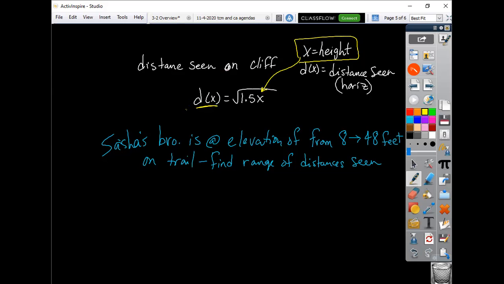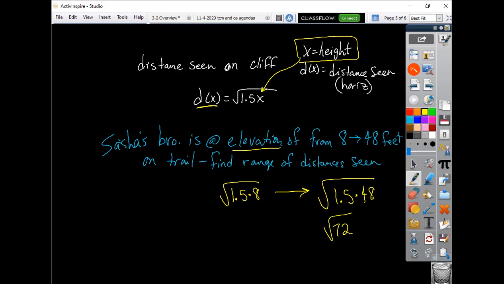So if you put an 8 in here, because the elevation, that's the height. So you're just plugging it in there. So whatever that comes out to. And then some parts of the path get as high as 48. So then on that one. And so that would be the range of the distances that can be seen when you're along that trail. If you wanted to work those out, this one I think is 72.